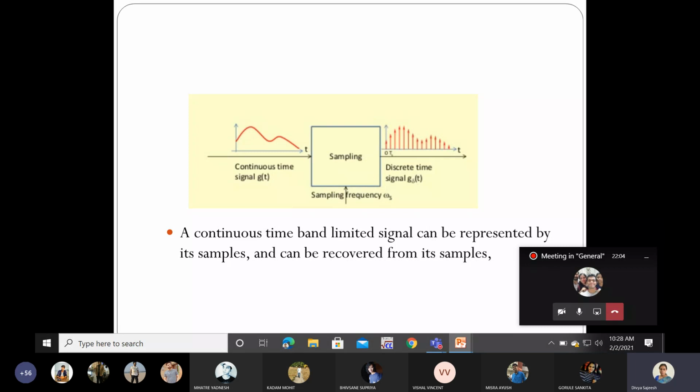When recovering from the samples, if the sampling is not proper, then we may not obtain your original signal. Whatever you recover from the samples may not match your original signal, or the required signal. So proper sampling is very important.